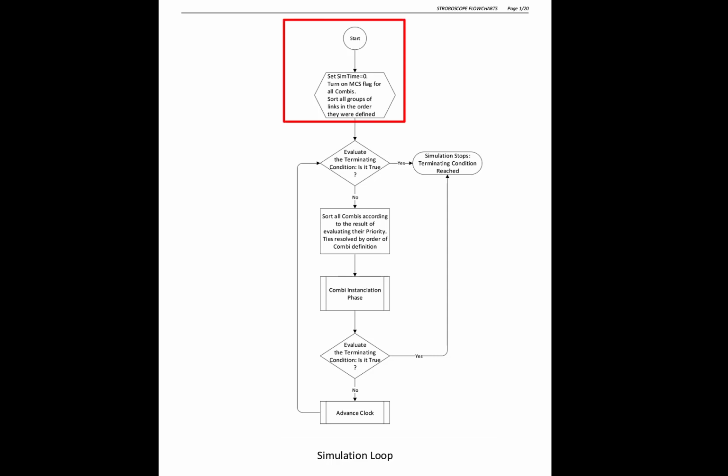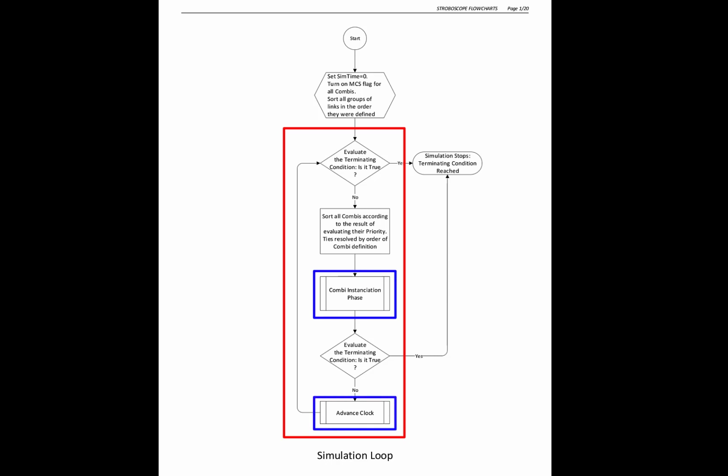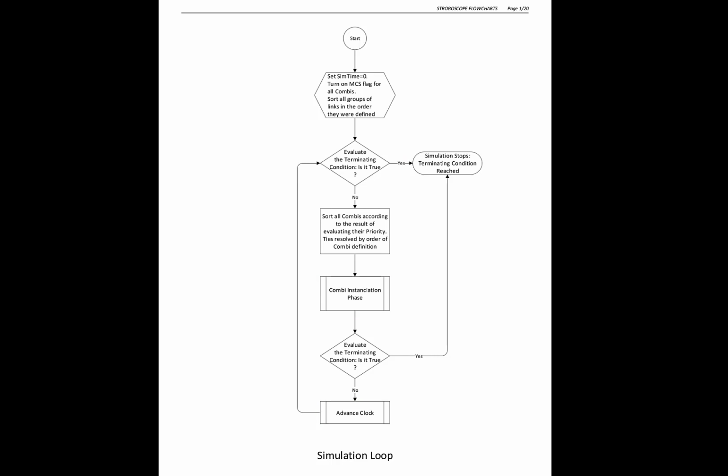This flowchart shows the initialization of a simulation model, the main simulation loop, and the conditions under which simulation stops. The main simulation loop consists of two phases: the Combi instantiation phase and advancing the clock. Boxes that have double lines at both sides indicate that they represent an additional flowchart at a more detailed level that will be presented later.